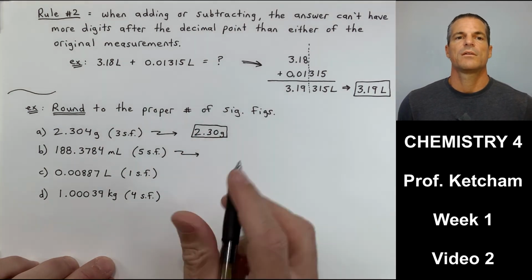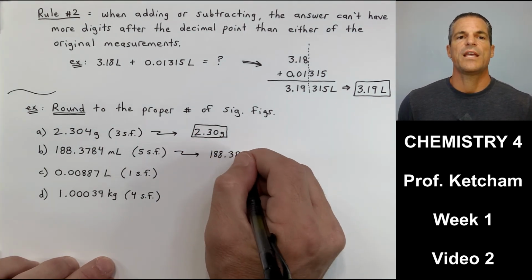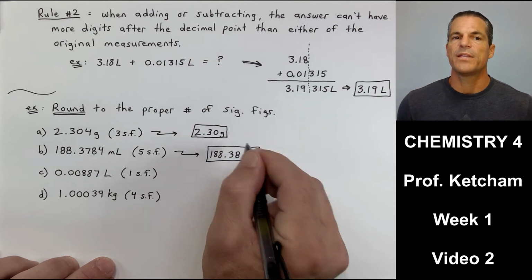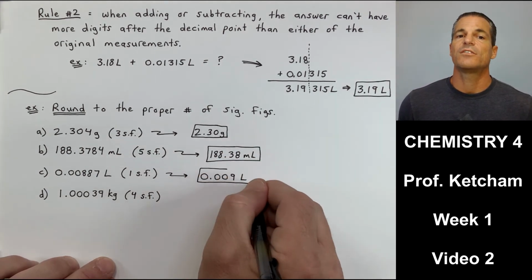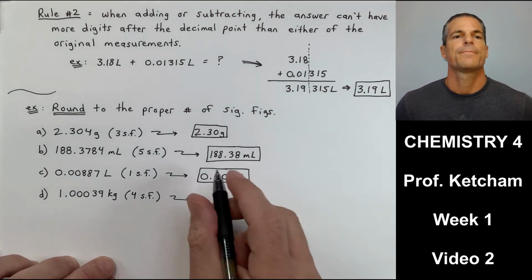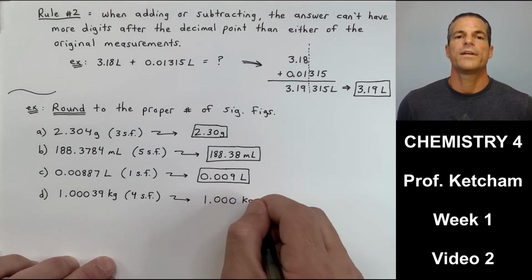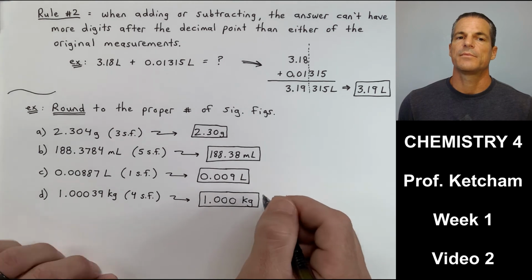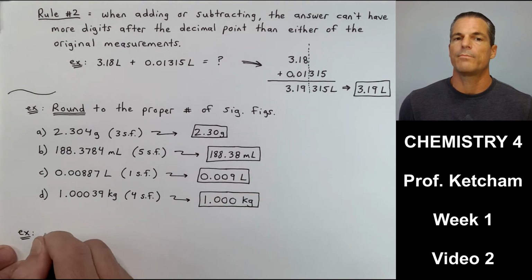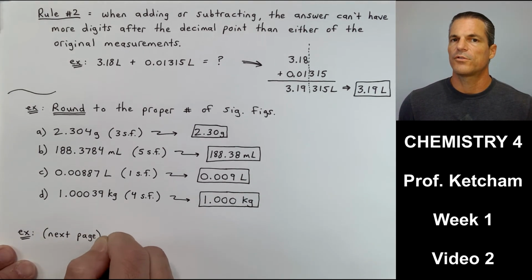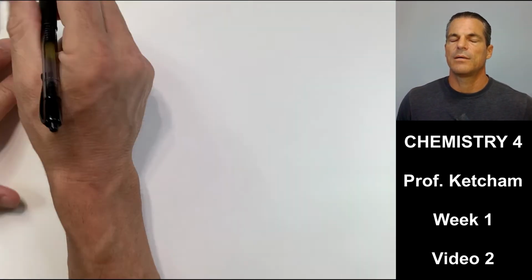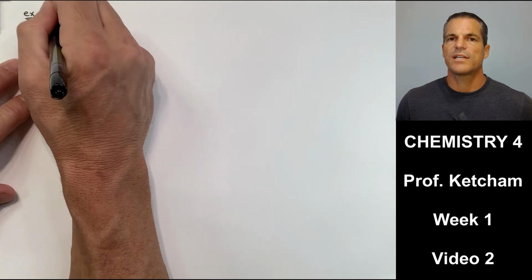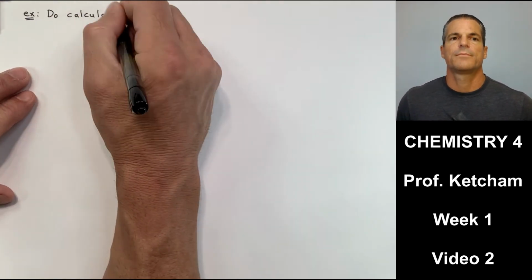3 sig figs will be 2.30 grams. Don't forget the units. B is 188.38. We bump it up to an 8, rounding. C, 0.009 liters. D, 1.000 kilograms. Why 4 significant figures for 1.000? Those are 3 trailing zeros in a decimal point number, so they count. Trailing zeros count if there's a decimal point.